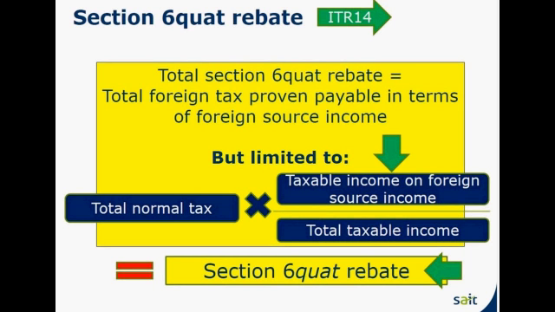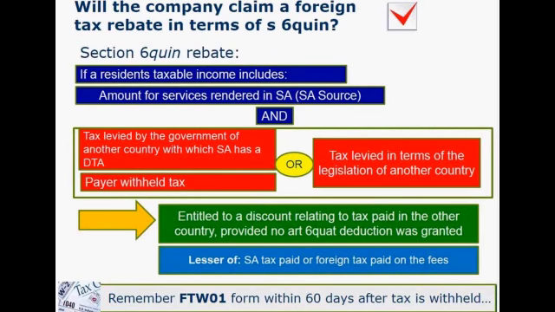So recently, from 2012, the legislation now also includes a Section 6 quin rebate, and it specifically deals with services where the source is South Africa. So where you physically sit and do the work in South Africa, and all payments from your client are still being withheld. The requirements to qualify for Section 6 quin are that the resident's taxable income must include an amount for services rendered. So you must receive the income because you rendered the service. The service must physically be rendered from within South Africa and must be from a South African source.